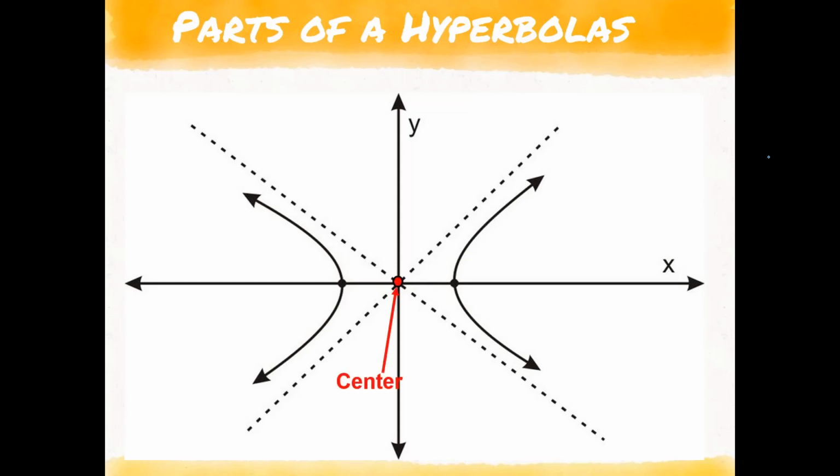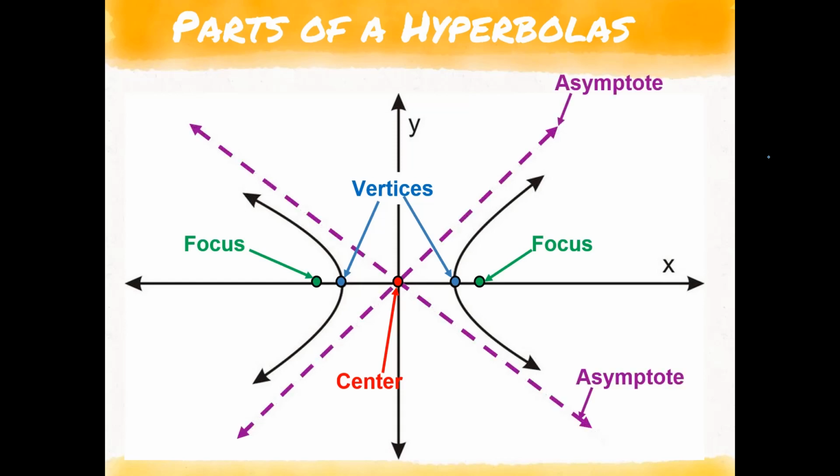So our center, last time we looked at these hyperbolas, was 0, 0. Today we're going to be moving them around. We still are going to have some vertices, we're still going to have those foci, and then we're also still going to have those asymptotes. However, we're just going to be moving things around and kind of picking them up and moving them.